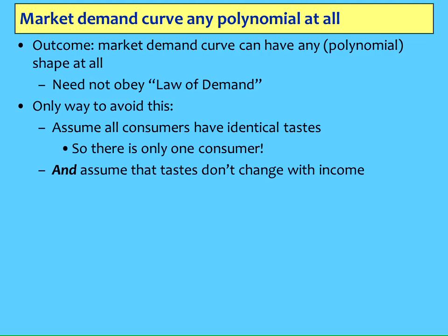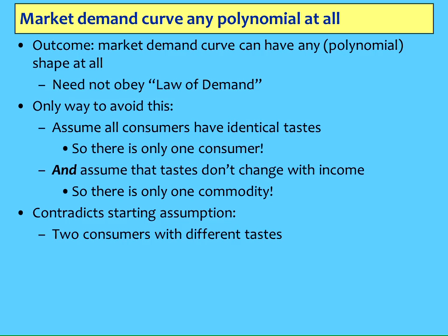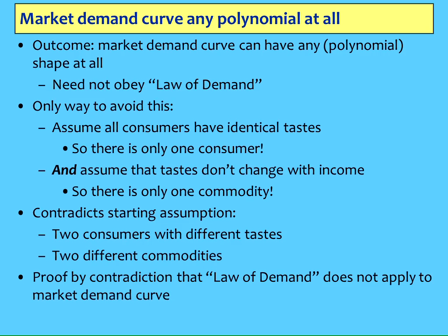And you assume the tastes don't change with income, which means there's only one commodity. So you've contradicted your starting point of two consumers with different tastes consuming two different commodities. So it's proof by contradiction that the law of demand doesn't apply. This is actually an example of proof by contradiction rather than actual proof in that way. It'd be lovely to have somebody try a PhD thesis, which you would probably take, where you actually defined it properly and set it out as a proof and rederived these astonishing conditions by proof by contradiction. That's what it really is.